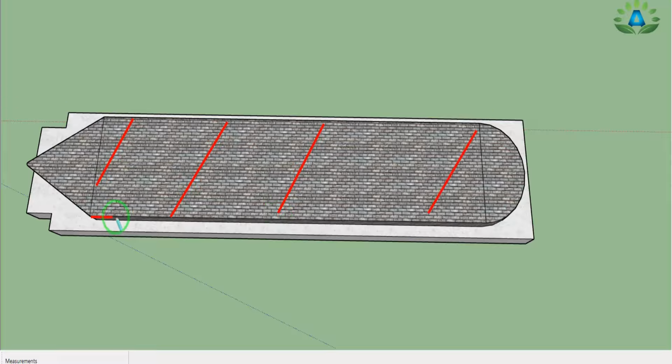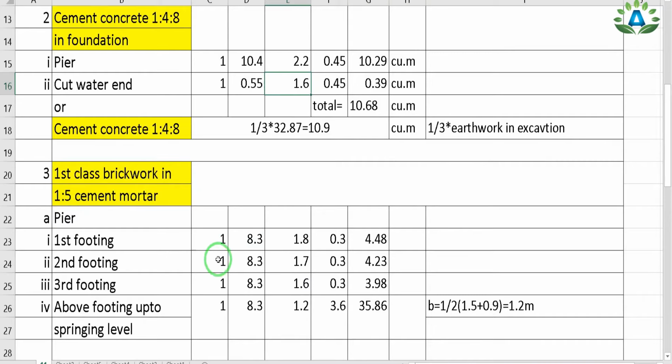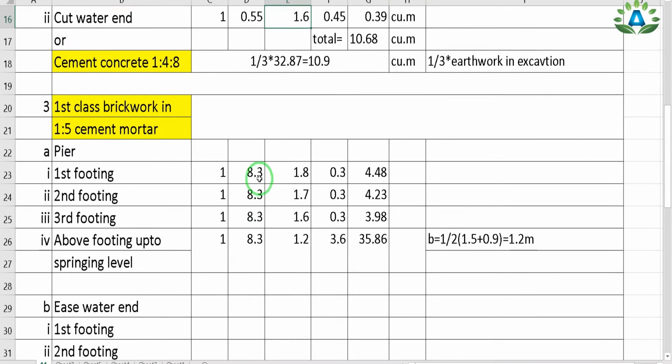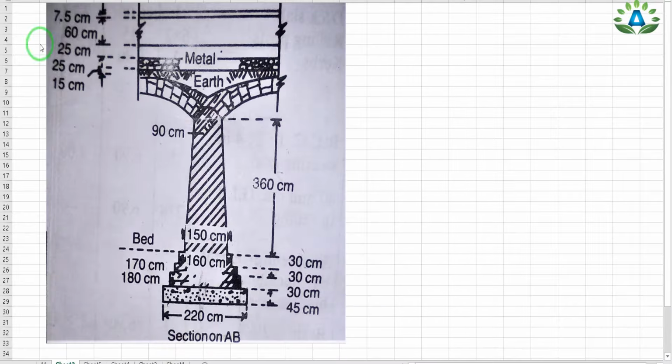The length is from this side up to this side, and to calculate it we have to see its top view. The length of this first footing is from this side up to this side. That means we have a length of 8.3 meter. So we can write the length equals 8.3 meter, and we have only one number of footings, so the number equals 1. That means from this side up to this side we have 8.3 meter length, and the width of this brickwork is from this side up to this side. So first let's visualize this section on AB.